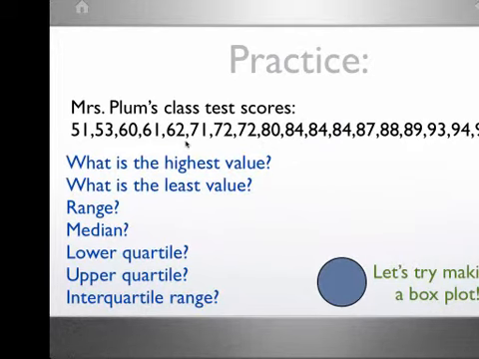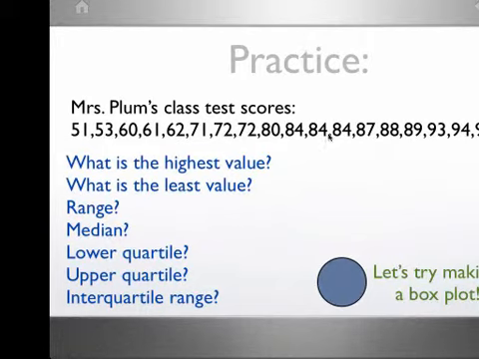Find the middle, and again, it's going to be an even number of values, so you're going to have to take the two that are in the middle, add them, and divide by 2. So it's the average of the two values that fall right in the middle. That's your lower quartile, or your Q1.